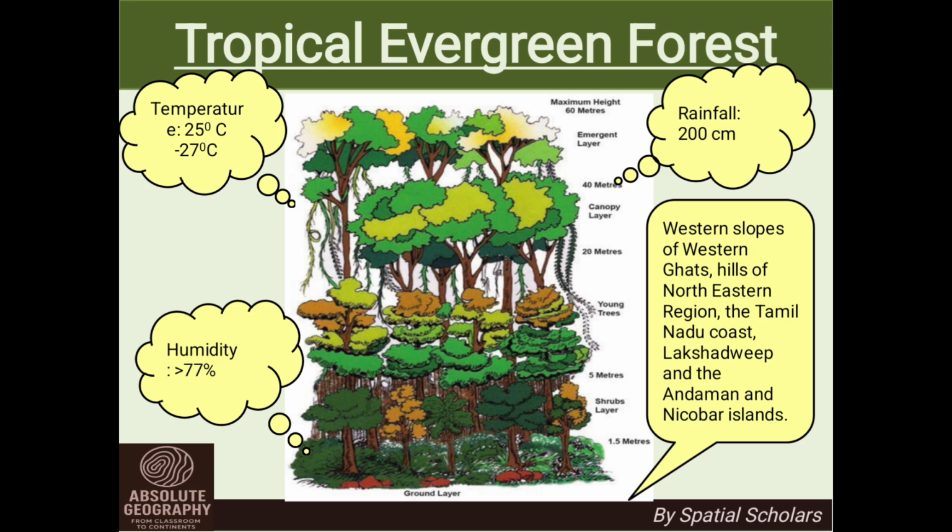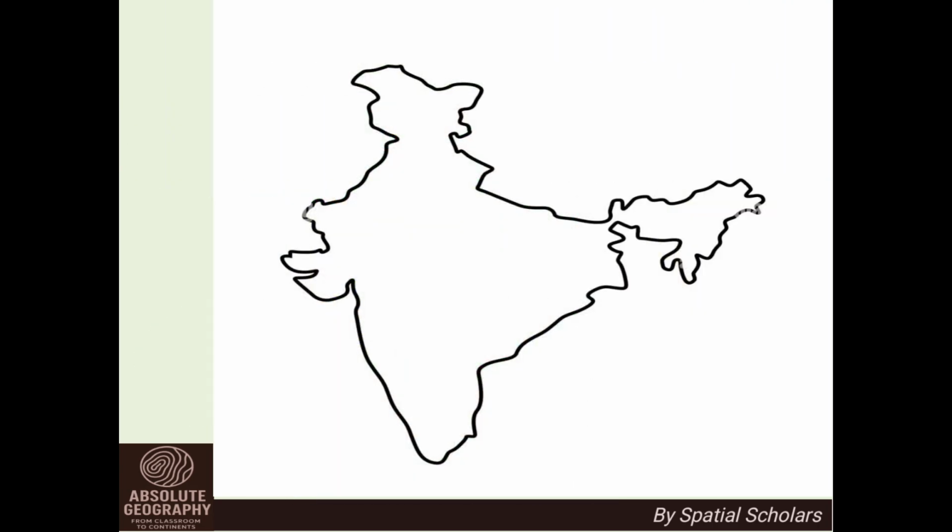These forests are found in the area lying between the tropics. In India, they are found on the western slopes of the Western Ghats, hills of the northeastern region, the Tamil Nadu coast, Lakshadweep, and the Andaman and Nicobar Islands.